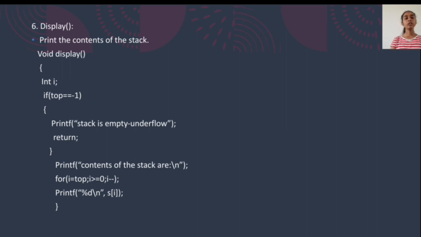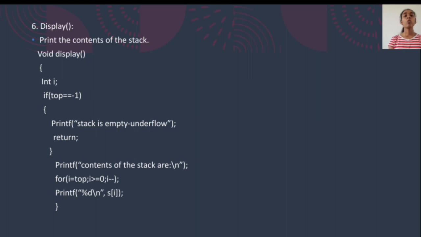Void display, open the curly braces, int i, if top equals -1, and again open the curly braces, printf stack is empty underflow, return, again close the curly braces, printf contents of the stack are, for here I am using a for loop, for i equals top, i greater than or equal to 0, i minus minus, printf %d s of i, again close the curly braces.